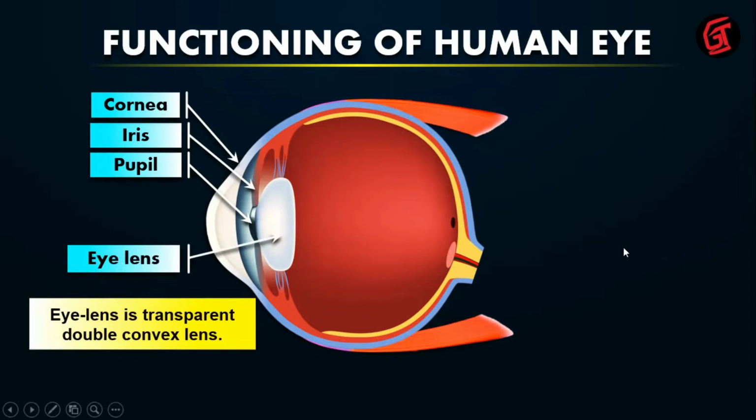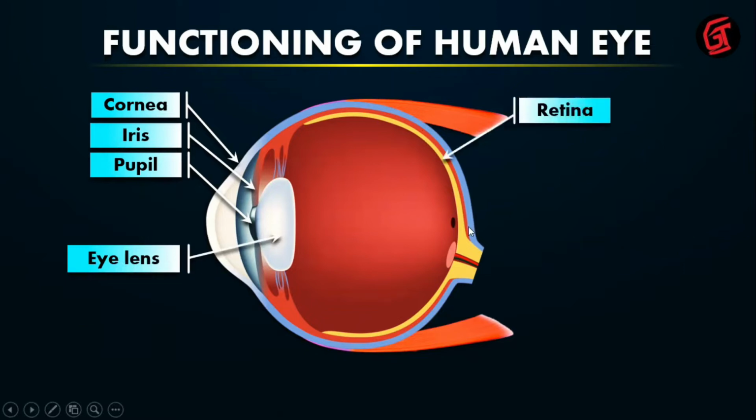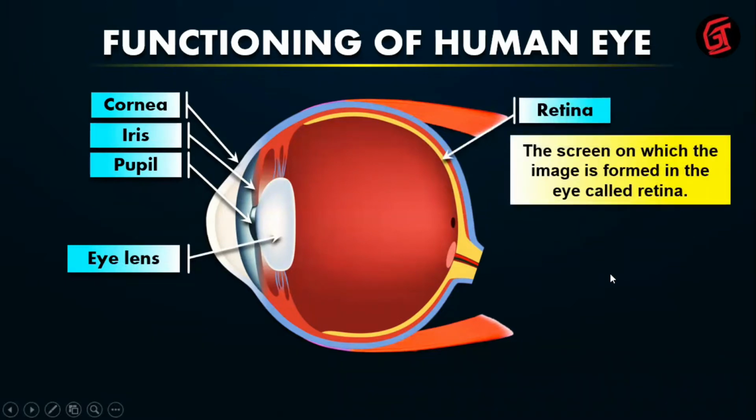Eye lens is a transparent double convex lens, and behind it is your retina. Very important: the screen on which the image is formed. Whatever you see, if you see a cupboard, a cupboard image is formed on your retina, not a laptop. If you see a laptop, a laptop image is formed on your retina. So the screen on which the image is formed in the eye is called your retina. Very important.